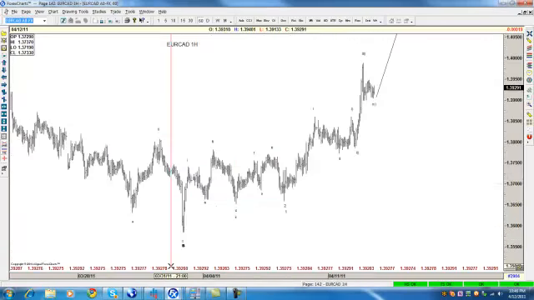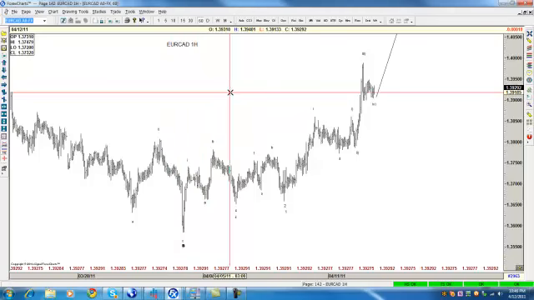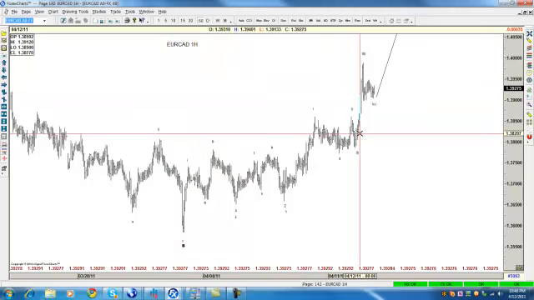This is the euro CAD. The euro CAD, as everyone knows, we were trying to go short. We were lucky enough to see that the move wasn't what we were expecting, and we closed the trades.